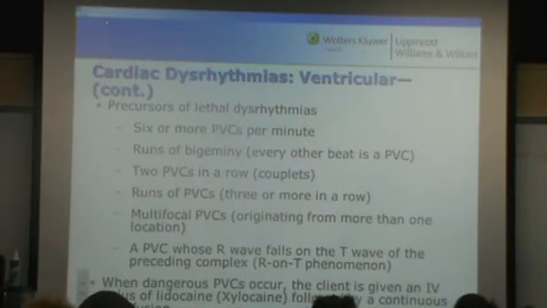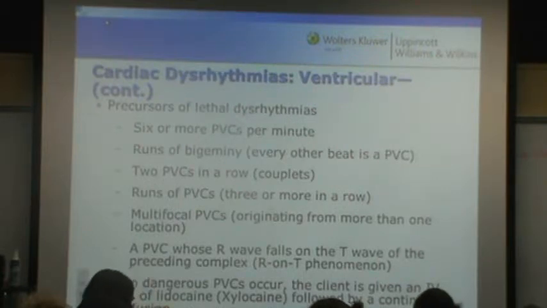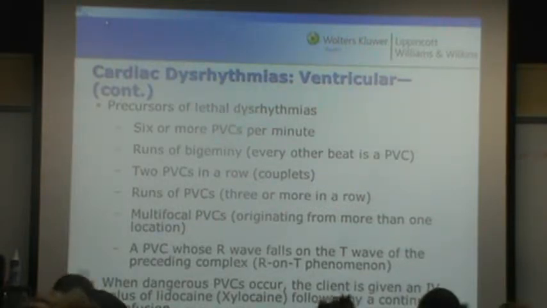All right, you have 2 PVCs in a row. That's called a couplet. That could be a sign that the patient may be experiencing some ischemia, lack of blood flow to the heart muscle itself. So we're thinking there's the possibility they may go into some type of lethal dysrhythmia. A run of PVCs is when we're talking about having 3 or more PVCs in a row.